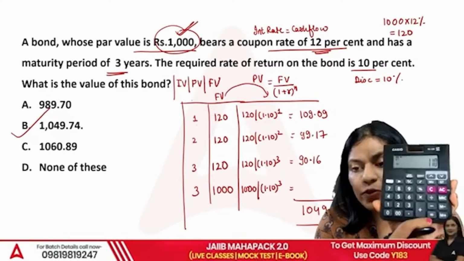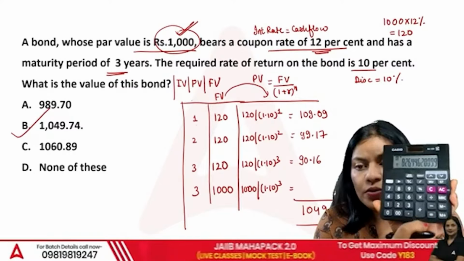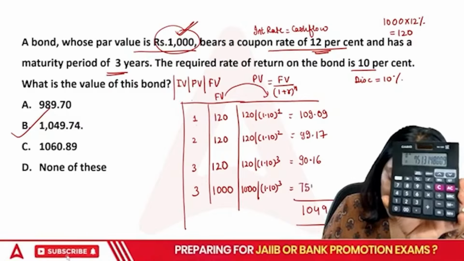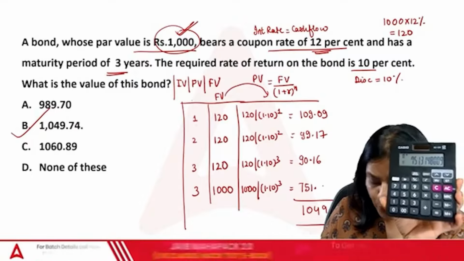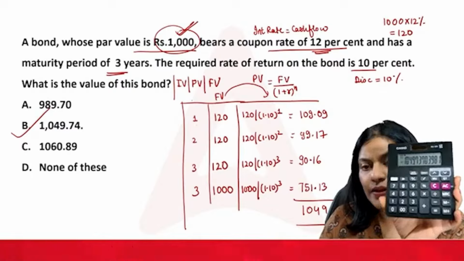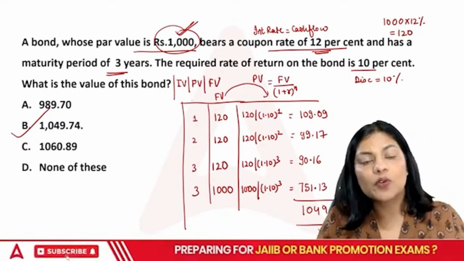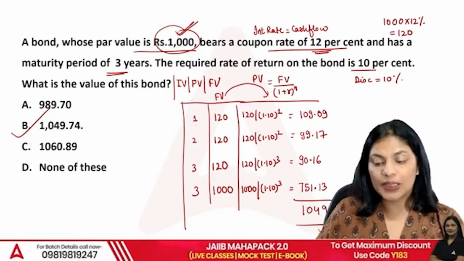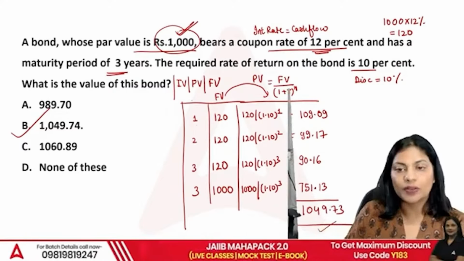So, how many times will I have to press equals to? 3. 1, 2, 3. Then again M plus. Whatever you want to add, press M plus. 751.13. And then for the total, press MRC. See, 1049.73 or 74. That's how you calculate the present value of a bond.